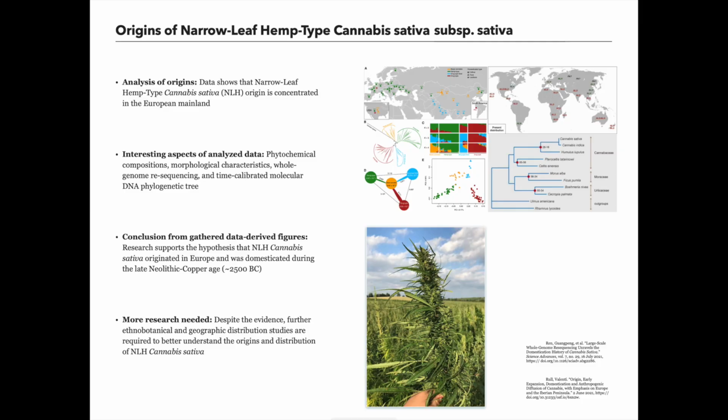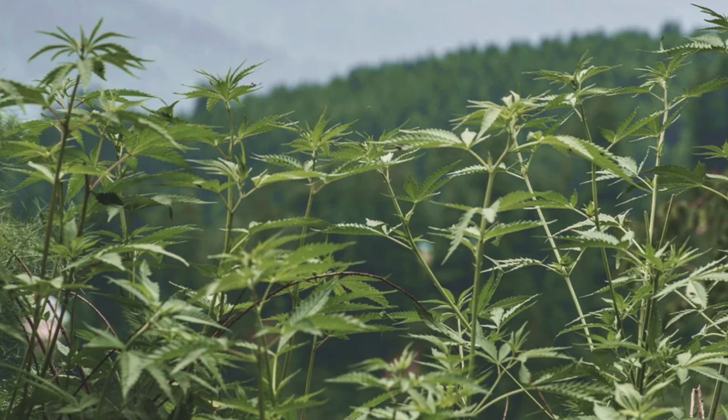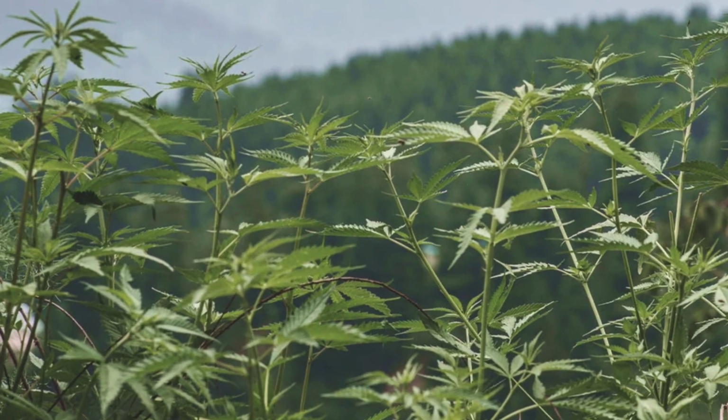Hello everyone, today I'll be sharing what I learned from one of my favorite crops, narrow-leaf hemp-type Cannabis sativa, subspecies sativa. I'll also be referring to this crop as NLH for narrow-leaf hemp. Some of you may already be familiar with this particular plant. It has a rich history that spans thousands of years. In fact, it was spun into usable fibers as far back as 50,000 years ago.